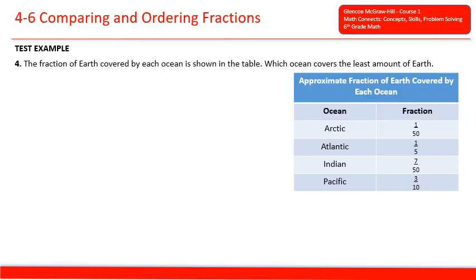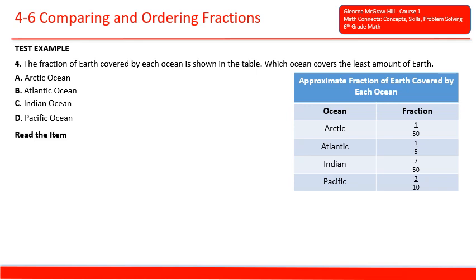Test example. The fraction of Earth covered by each ocean is shown in the table. Which ocean covers the least amount of Earth? So the Arctic is 1/50th, the Atlantic is 1/5, the Indian is 7/50th, and the Pacific is 3/10. So the Arctic Ocean, Atlantic, Indian, Pacific.